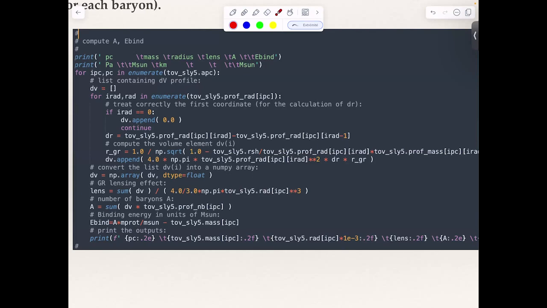This is a proton mass in kilograms. So it is defined at the beginning of the file in principle, if I don't mistake. So M prot is the mass of the proton. At the beginning of the code you have the mass of the proton, which is defined in kilograms, the mass of the sun also defined in kilograms, so you can determine the binding energy.